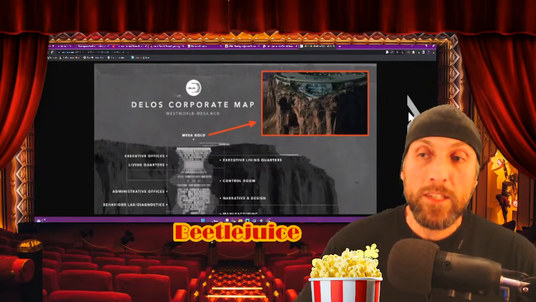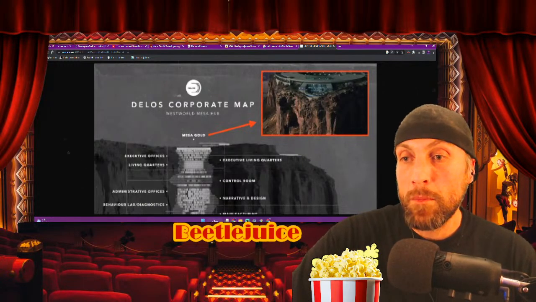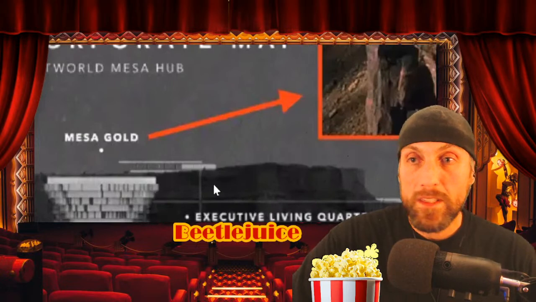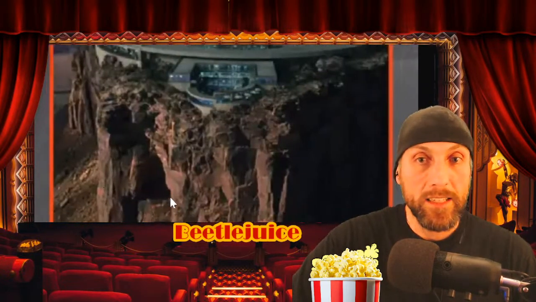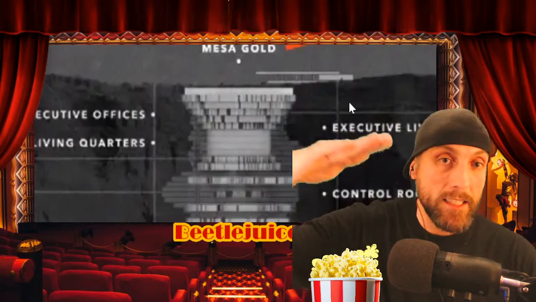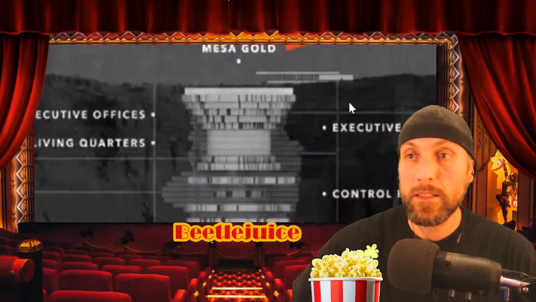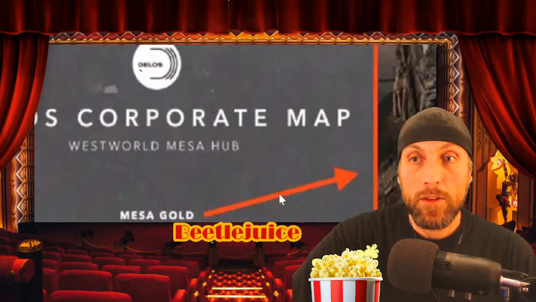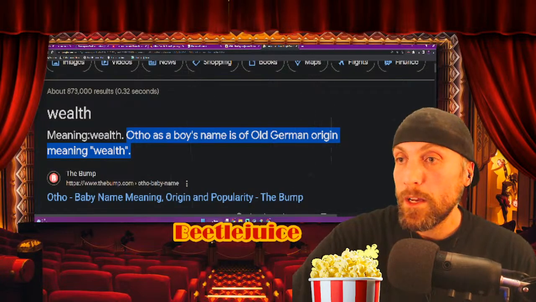Also, it reminded me of Westworld too. Delos is the name of the company that owns the entire Westworld organization, and their headquarters is in one of these mesas, just like how we talked about how the electricity pulls the sand up, hits it, turns flat on top, and you get a mesa, etc. This was the Delos Corporation in Westworld.